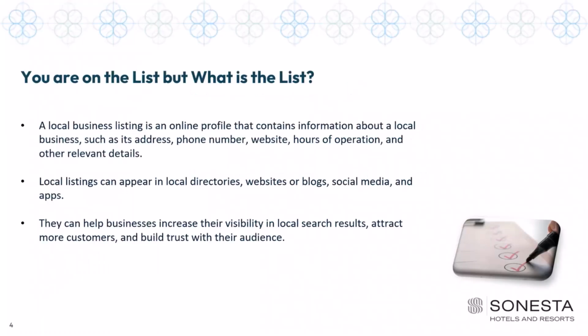So you're on the list, but what is the list? When we talk about local listings, what are we referring to? This is really a local business listing. It's your online profile, and it has the information about your hotel: your address, your phone number, the website, hours of operation, and any relevant details that the local listing publisher allows us to publish on their site. It can be amenities, it can be reviews, for example on Google Business or Yelp or Waze. It's all of that content data that we have on your property.